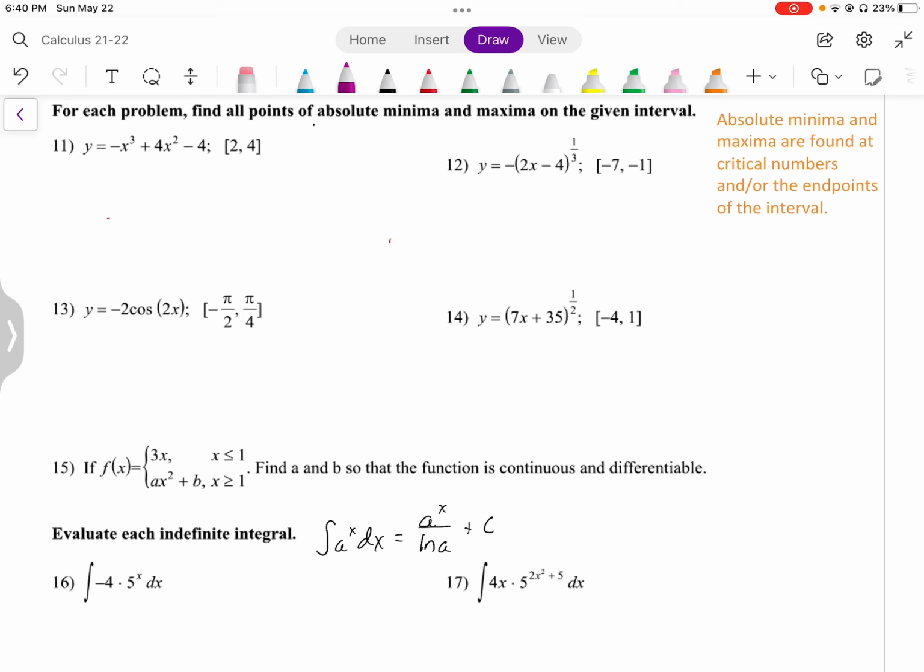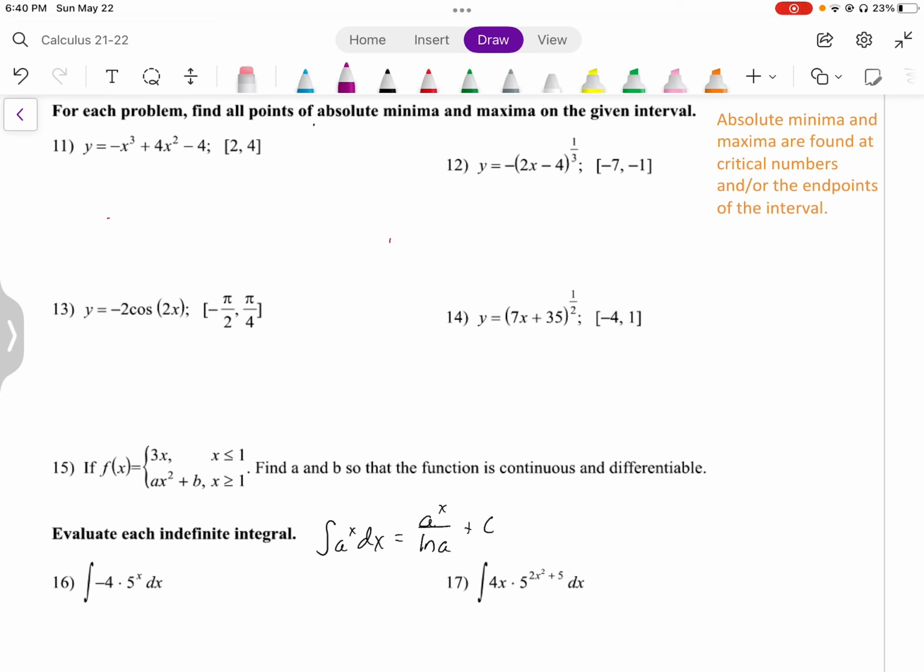So really what we're going to do is find the critical numbers. And remember, critical numbers are when the derivative is 0 or undefined. And the endpoints. So we'll find critical numbers and endpoints, plug them into the function, and see what's our highest and lowest number. So for number 11, first thing we're going to do is find the critical numbers.